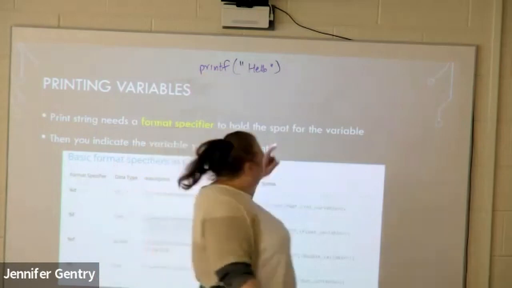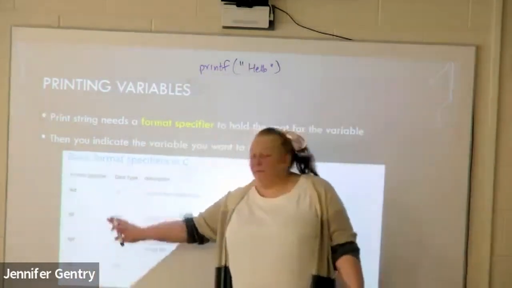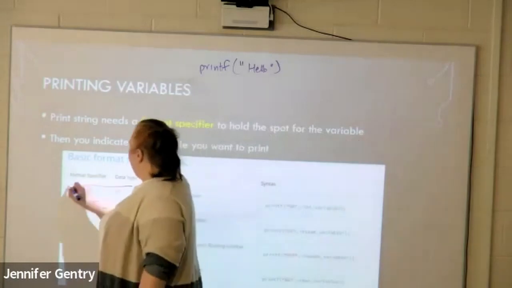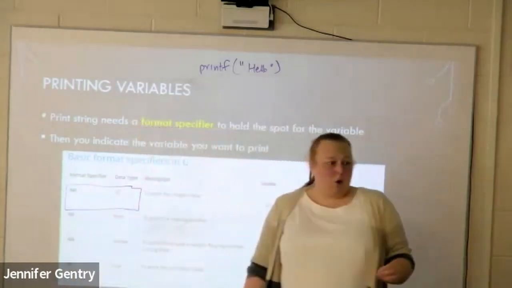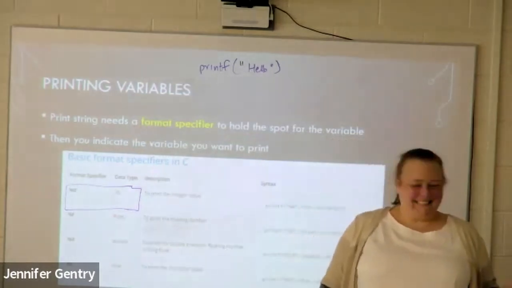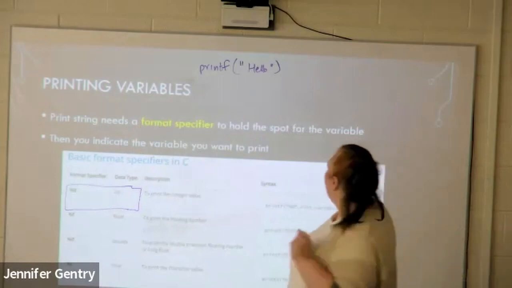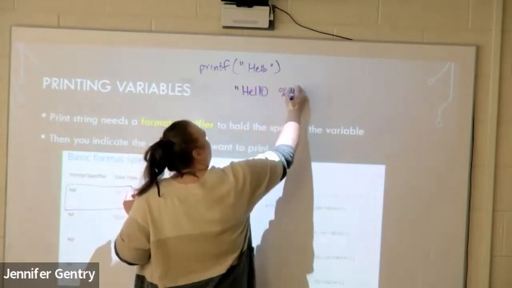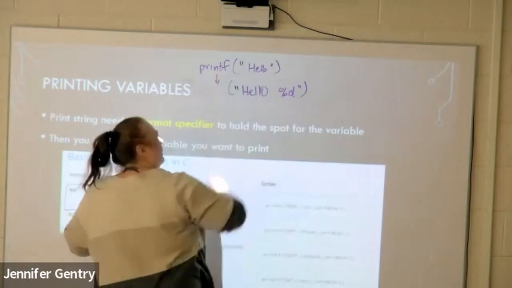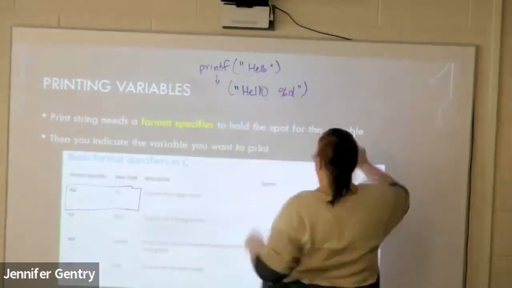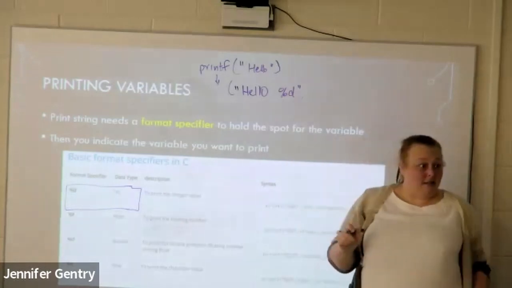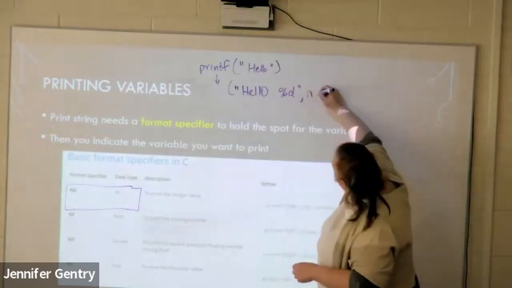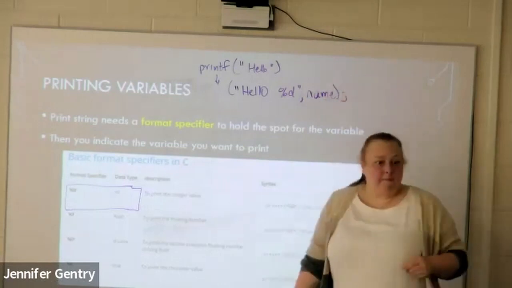If I want to put a variable in there, I have to put what they call a format specifier. And again, this table is in that handout. Right now, we're going to be doing int, which for some ungodly reason is a D. How they get D out of int? So what I want to do: hello, percent D. After that, I'm going to put a comma and then the variable name. Then I can end it.